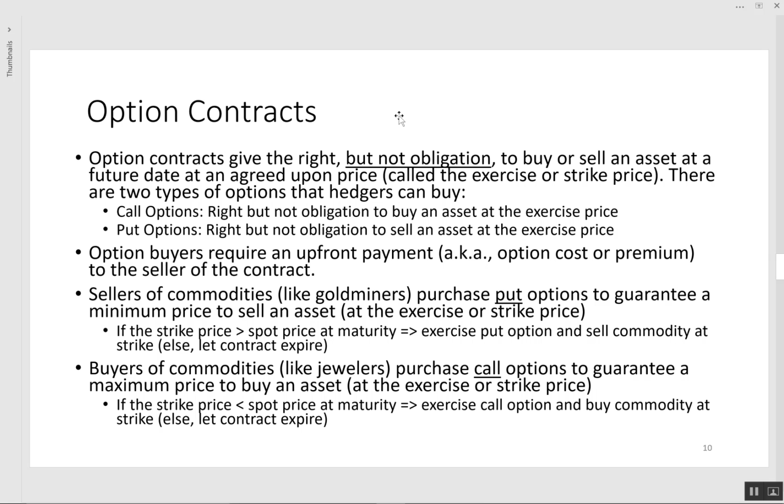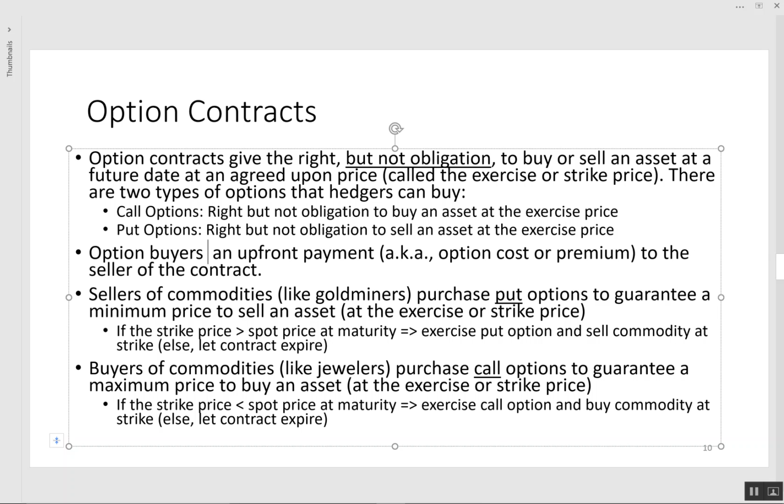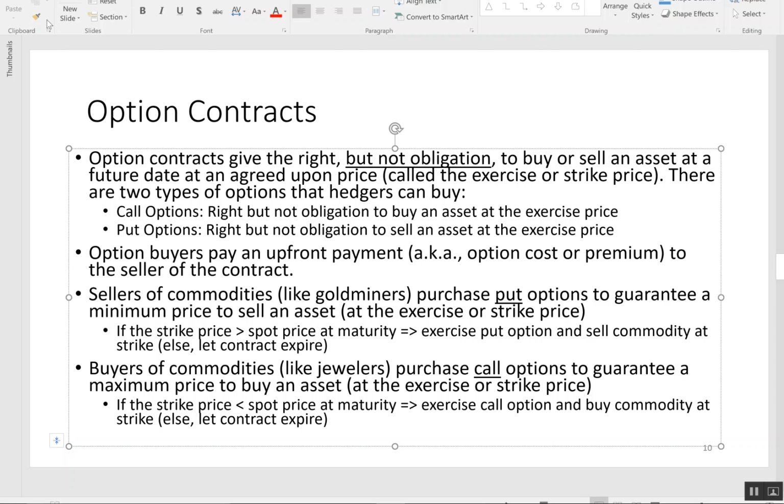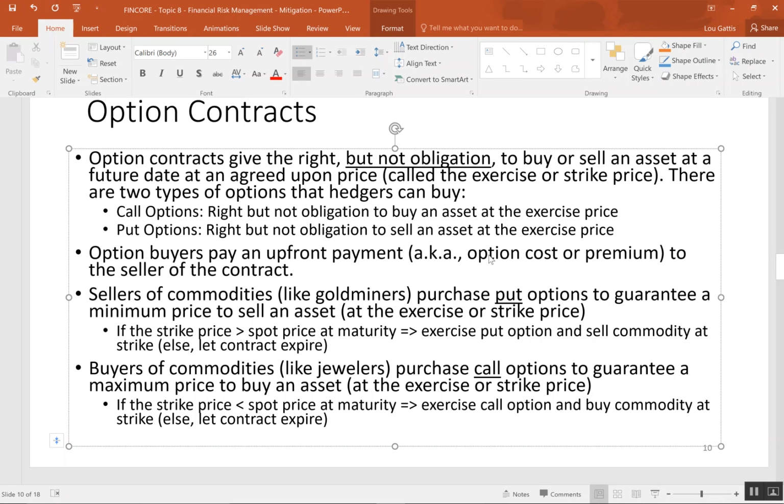Option buyers require an upfront payment. So they must pay an upfront payment. Let me make that change. So it says buyers should pay an upfront payment, and that's called the option cost or option premium. Now, sellers of commodities like gold miners would have to do a put option. A jewelry firm, or say Samsung, that needs to buy gold would do a call option.